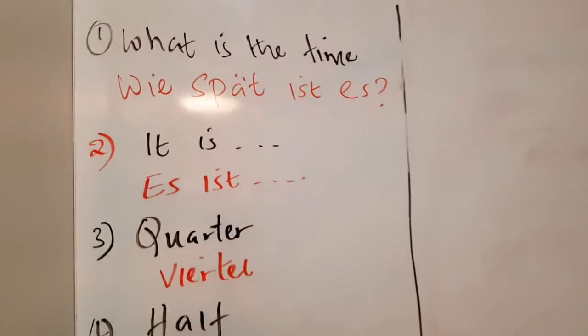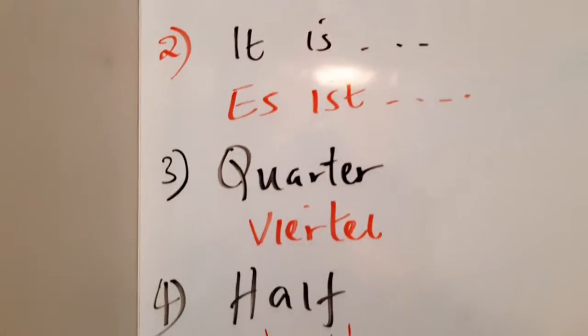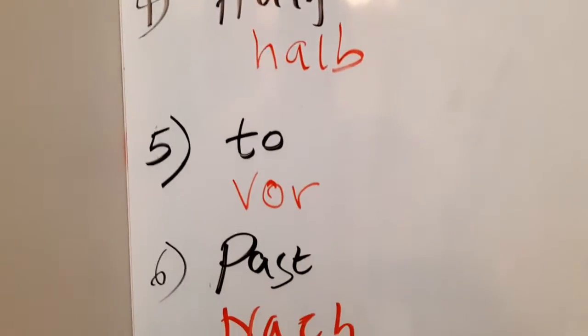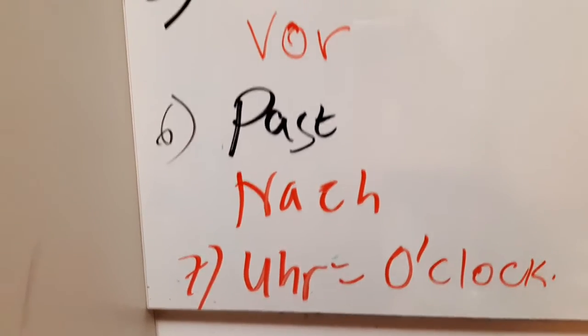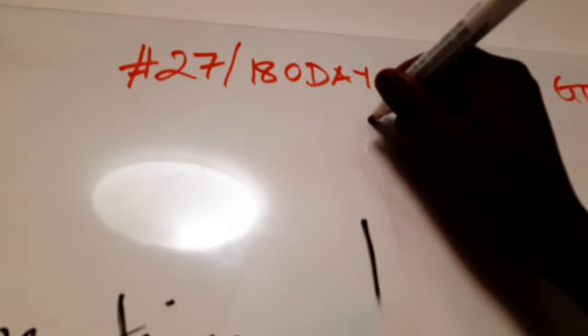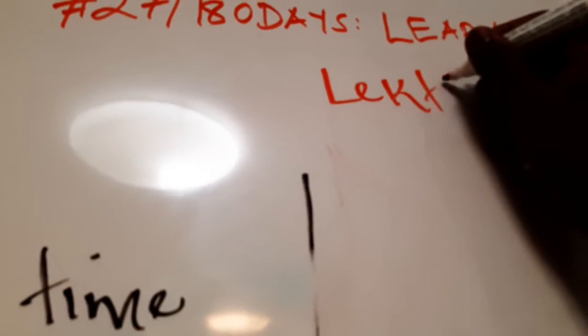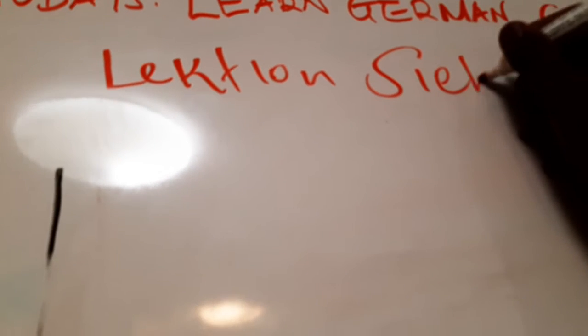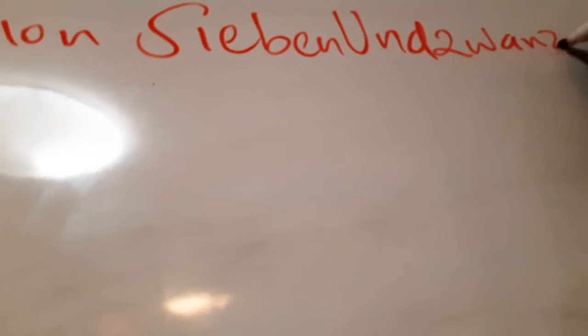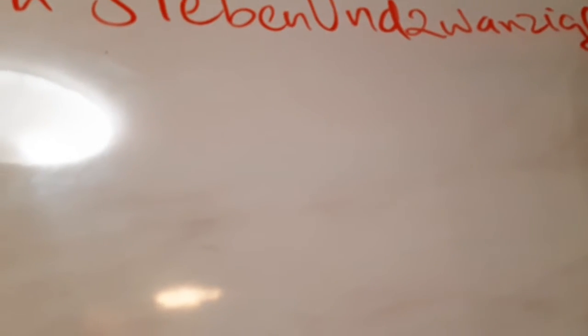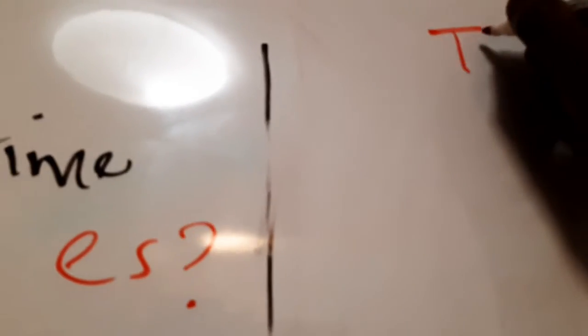Good evening. So today we want to learn time, and we are going to choose what I've written here. If you want to say, for example, past, you say nach. If you want to say hour, o'clock, you say Uhr. And it's Lektion 27. That is lesson 27. And we want to learn about time, which in German you say Zeit.